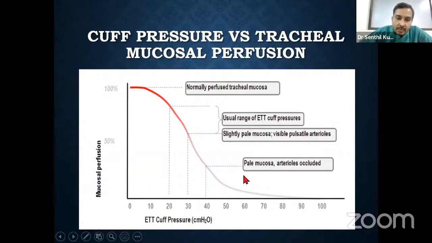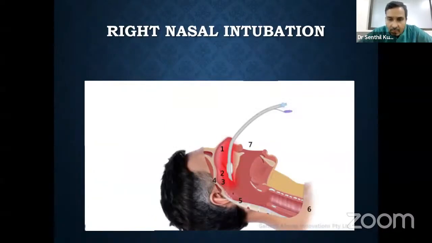So at one point of time, when the pressure exceeds 40 to 50, it is going to compromise the entire blood supply of the tracheal mucosa, and if it stays there for a longer time, it is going to create long-term complications like tracheal stenosis. So the last, one more important practical point is this endotracheal tube can be used for both nasal as well as oral intubation.